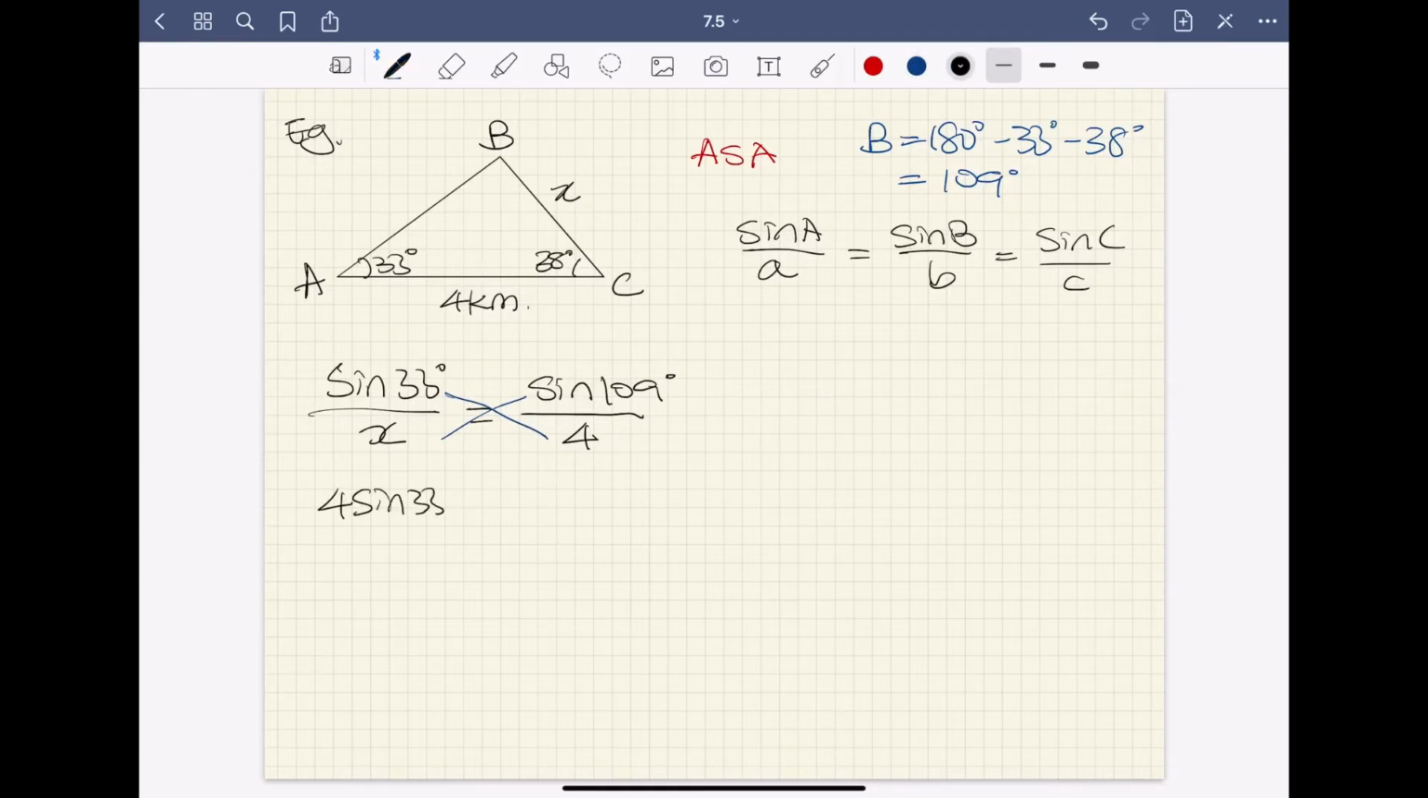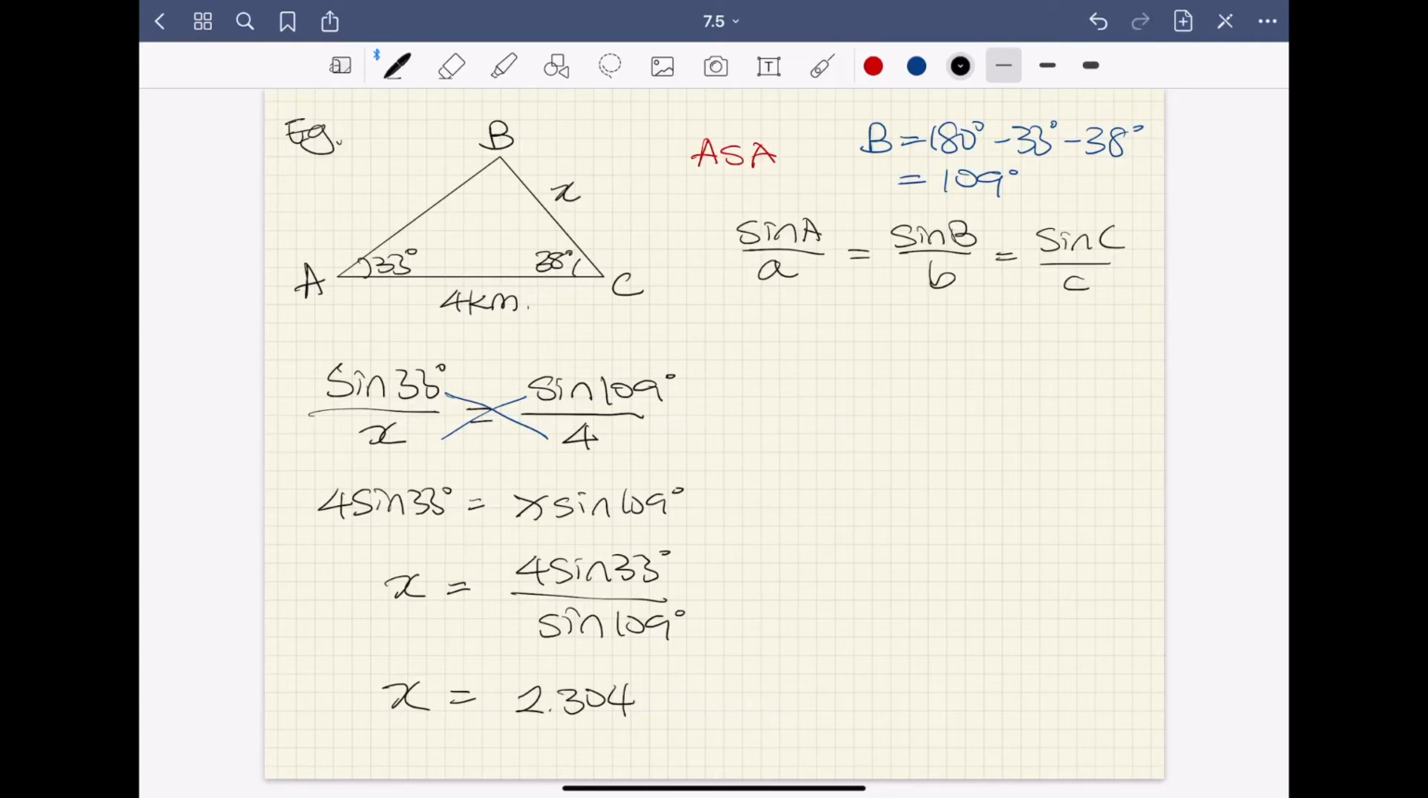4 sine 33 equals x sine 109 degrees. So x is equal to 4 sine 33 degrees over sine 109 degrees. And so x is equal to 2.304. And since in this question the side is 4 kilometers, our answer must include the unit as well.